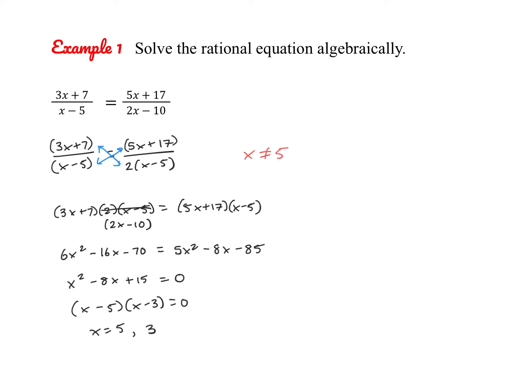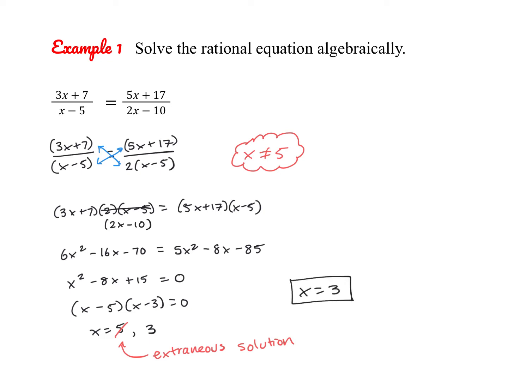So here's where it's really important that we have listed our excluded values, because when we're solving, x can be anything except for 5. So here, this x equals 5, we're going to exclude that. This is called an extraneous solution. So again, algebraically, yes, this is what we got, but it doesn't work for this equation because of our excluded value. So we have one answer to this equation, and it is x equals 3.